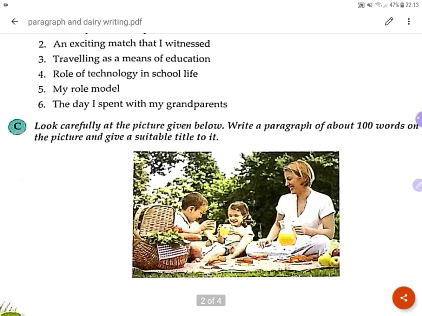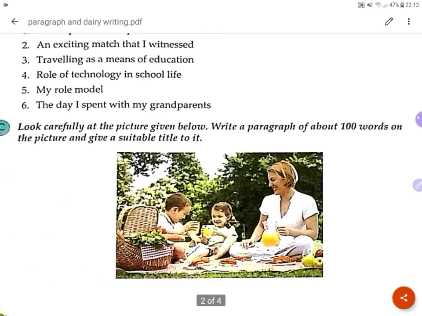Now another question, number C. Look carefully at the picture given below. Write a paragraph of about 100 words on the picture and give a suitable title to it. A happy family, you can say. A happy family, right? As you can see in the picture, how the mother and her kids are enjoying, right?